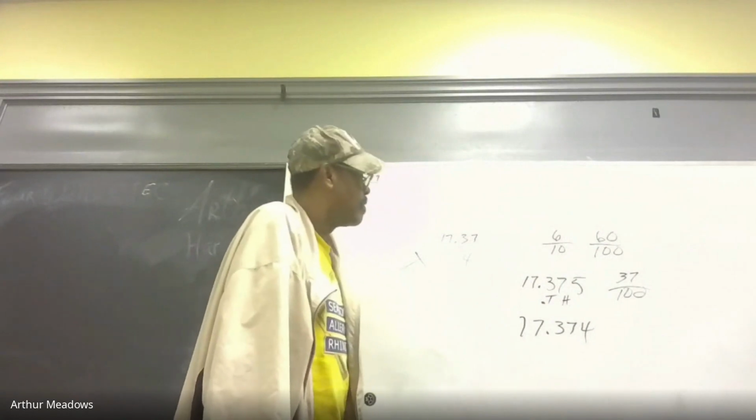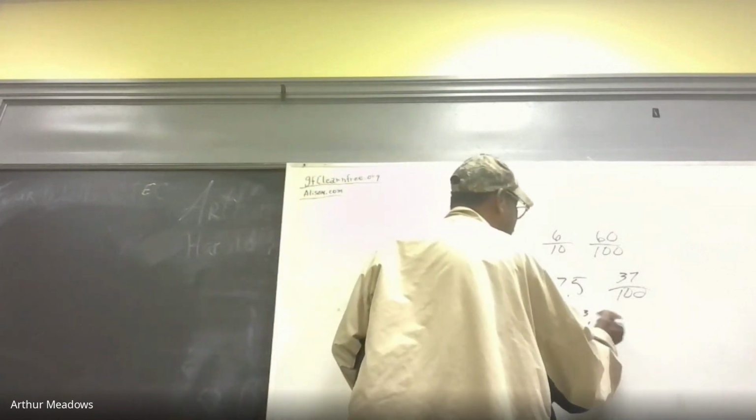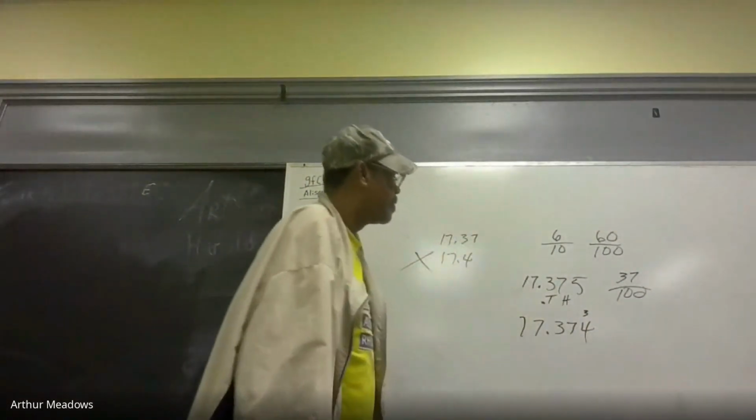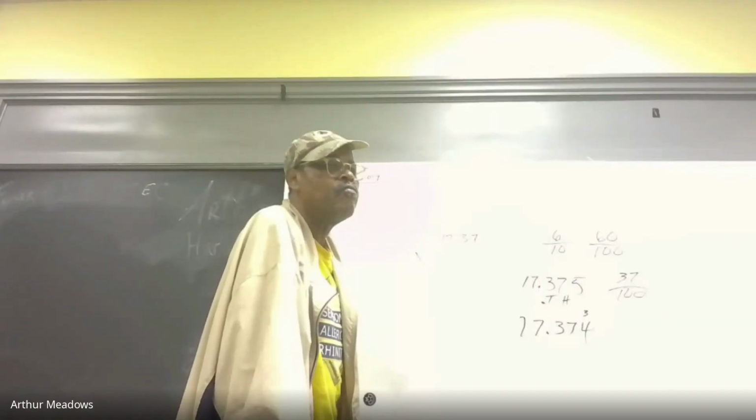If there's a 3 on this table, it doesn't matter. It's still going to be 37. So what was the answer you got? 17.376? 3736. 3.6. 7. Yeah. 3.36.